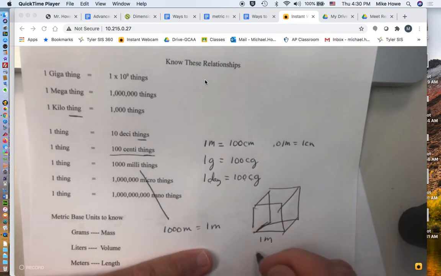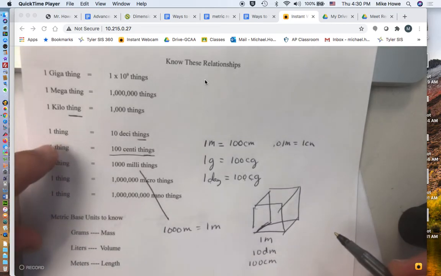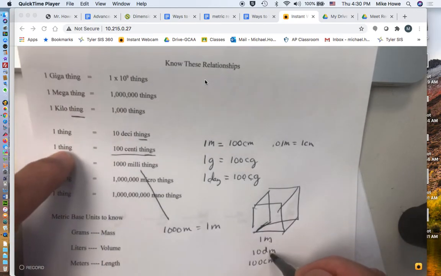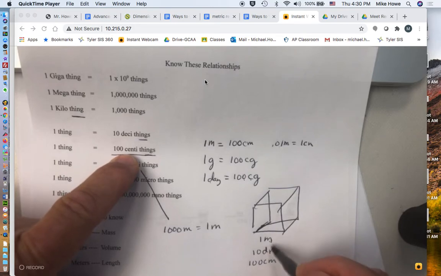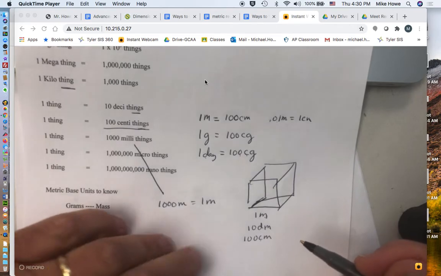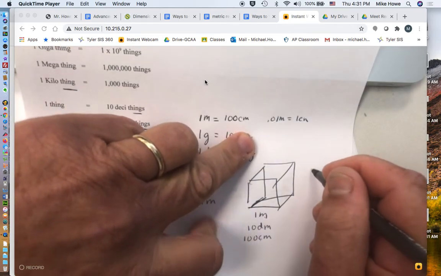we could also say that each side of the cube is 10 decimeters, and each side is 100 centimeters. So we know that one thing is 10 decithings, so 1 meter is 10 decimeters. We know that one thing is 100 centithings, so 1 meter is 100 centimeters. That's how the things sheet ties together. Now I want to consider the volume of the cube.